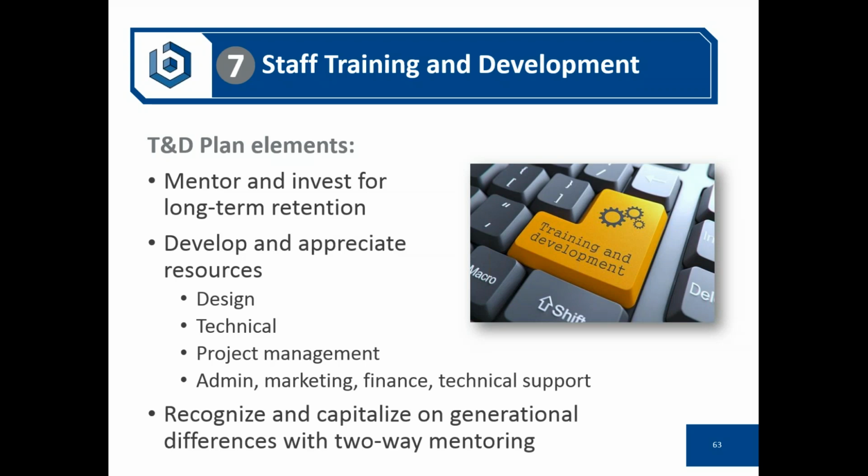Anyway, the last component here of the risk management plan is staff training and development. We really encourage firms to invest in long-term retention of their staff. Training and development is important to develop the skills across the board: design, technical, project management, and your corporate support groups. Everybody should have the opportunity to be supported, and we feel that when you make the investment, these folks are going to be better employees, they're going to be more efficient, and they're going to have more loyalty to your firm.